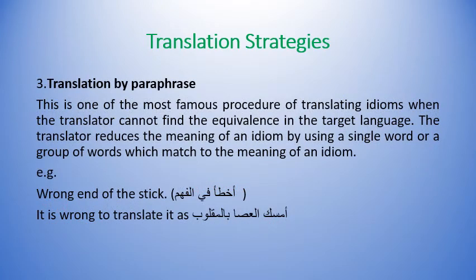Three, translation by paraphrase. This is one of the most famous procedures of translating idioms when the translator cannot find an equivalent in the target language. The translator reduces the meaning of an idiom by using a single word or a group of words which match the meaning of the idiom. For example, "wrong end of the stick" is translated into أخطأ في الفهم. It is wrong to translate it as أمسك العصا بالمقلوب.